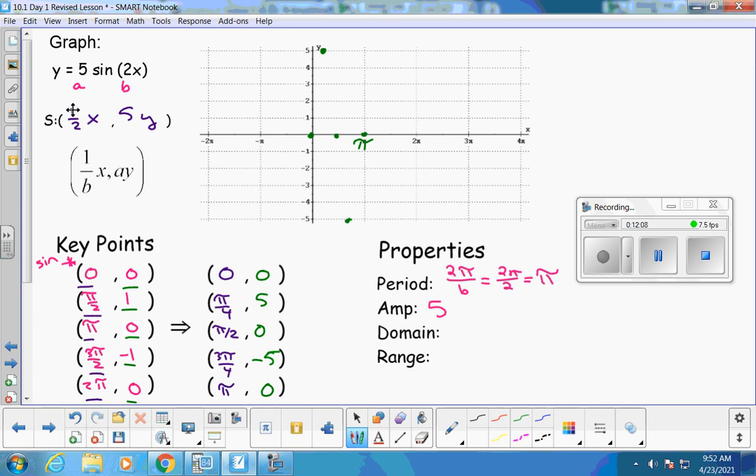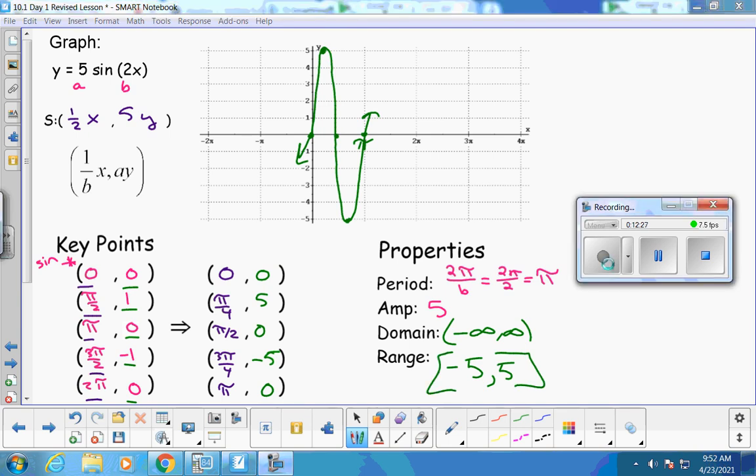So you can see we actually did a whole period in the space of only 1 pi. The domain is still -infinity to infinity, but as you guessed, our range is different. That amplitude is now 5, so the range is -5 to 5.